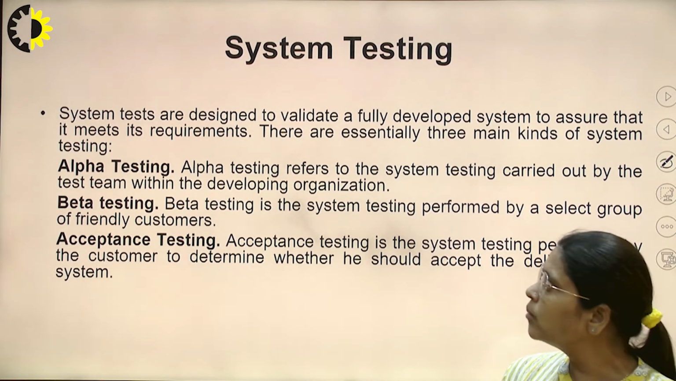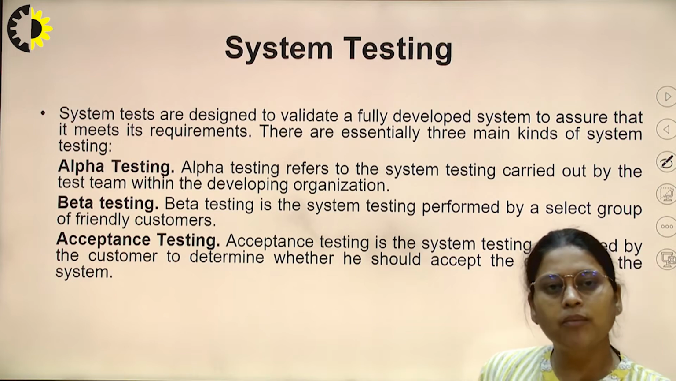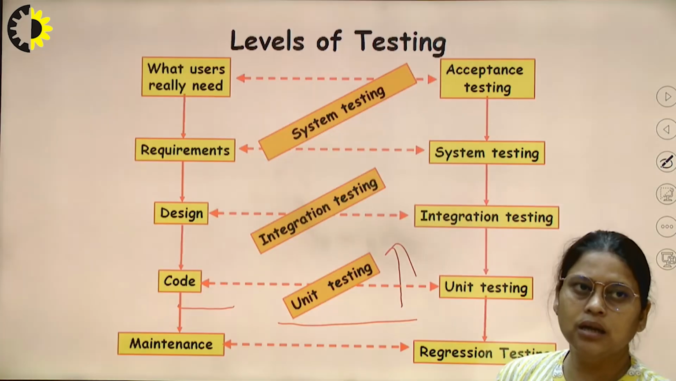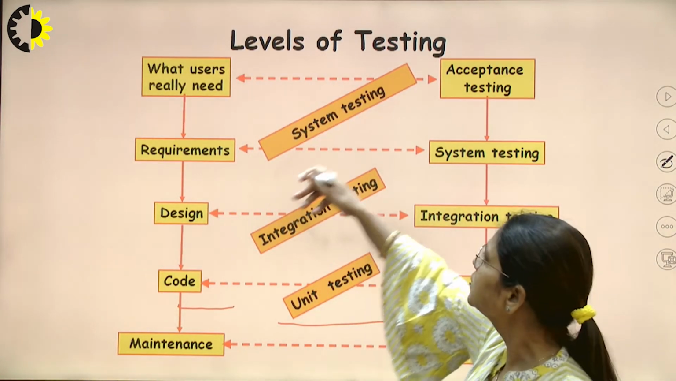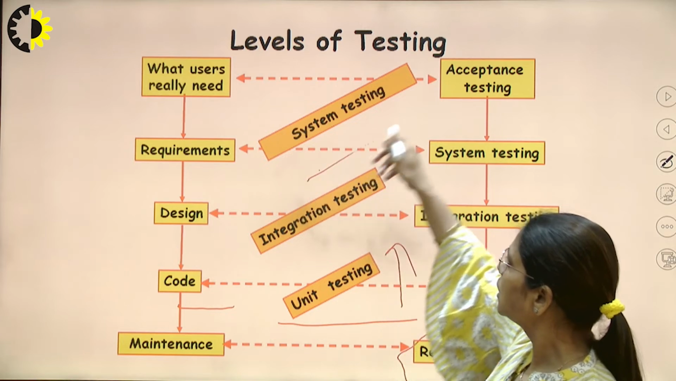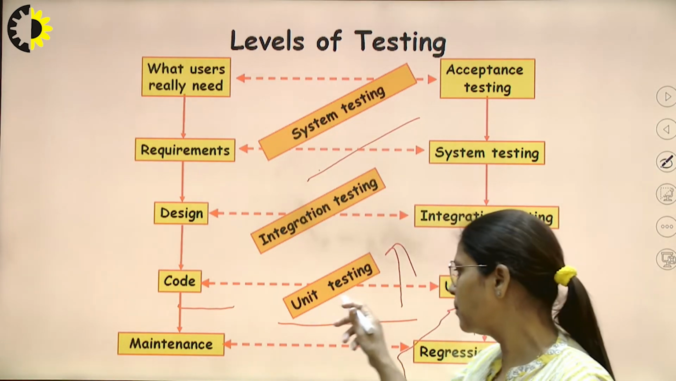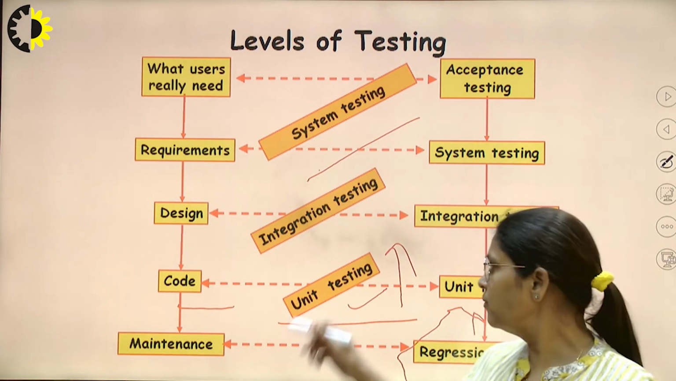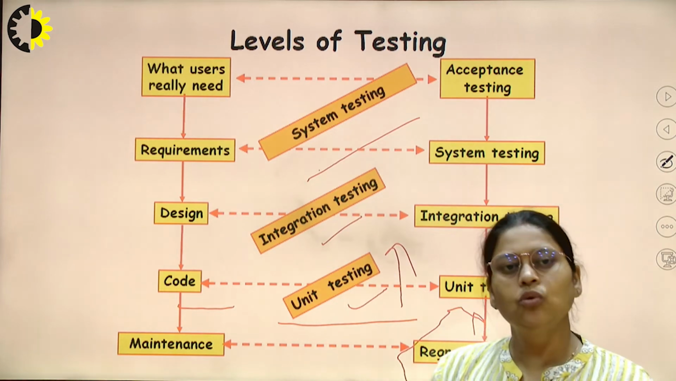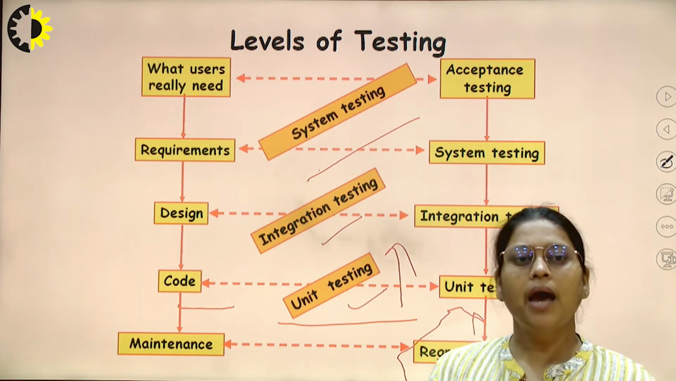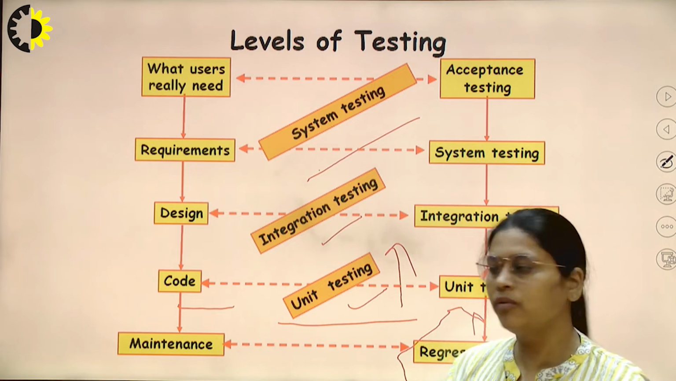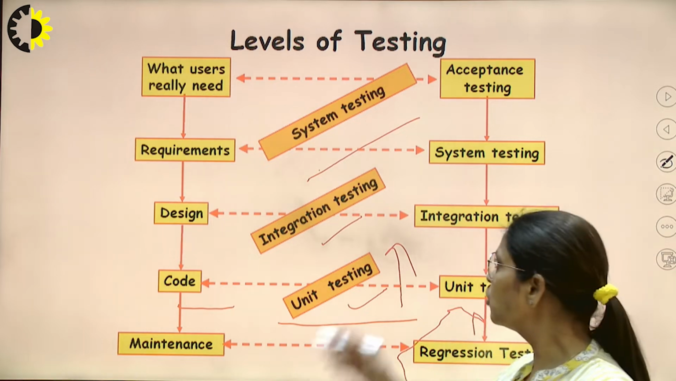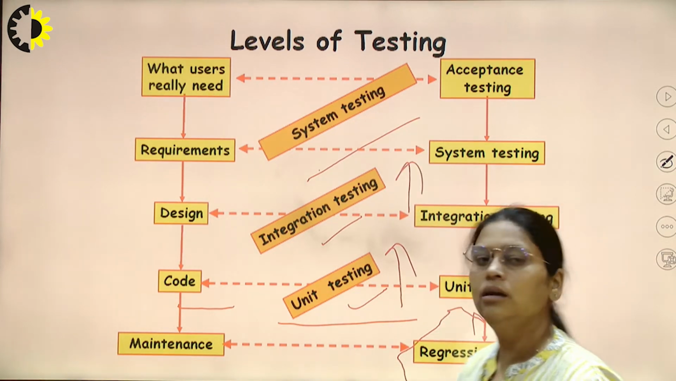Now, once we have completed the top-down and bottom-up approaches of integration testing, we will move on to the next level of testing, that is called system testing. So, we have done unit testing, meaning we individually tested the modules, then with the help of integration testing we integrated all the modules and tested the whole software. Now we will move on to system testing.